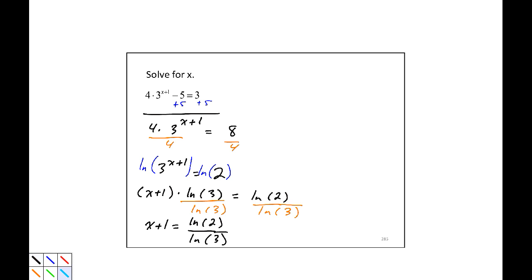My x is not isolated, so I'm going to subtract 1 from both sides so that my value for x is: x equals natural log of 2 divided by natural log of 3 as one quotient, minus 1. Not part of my fraction.